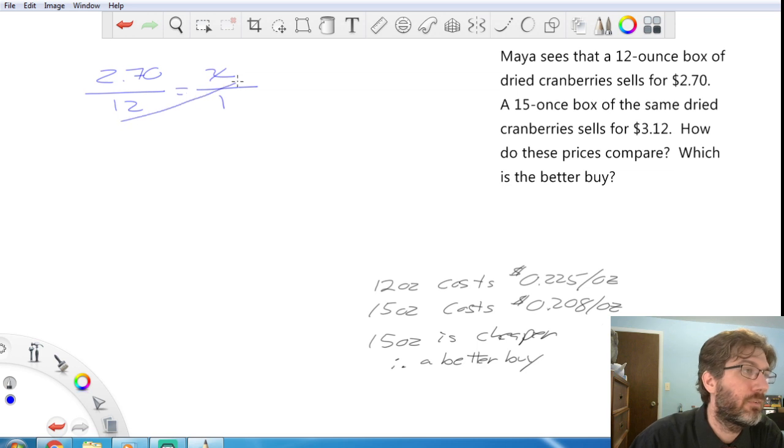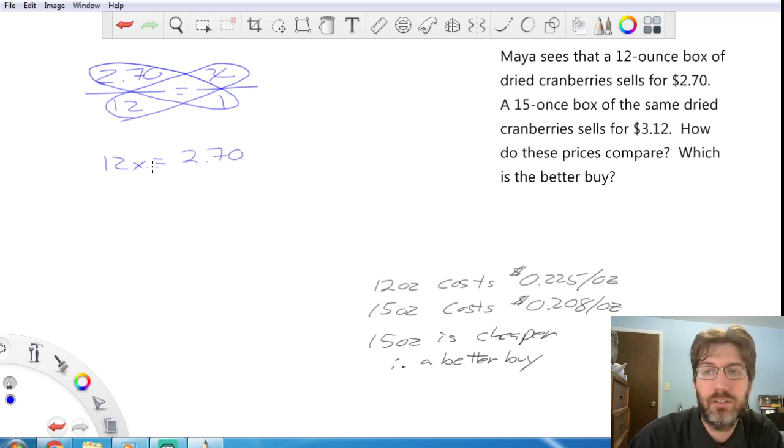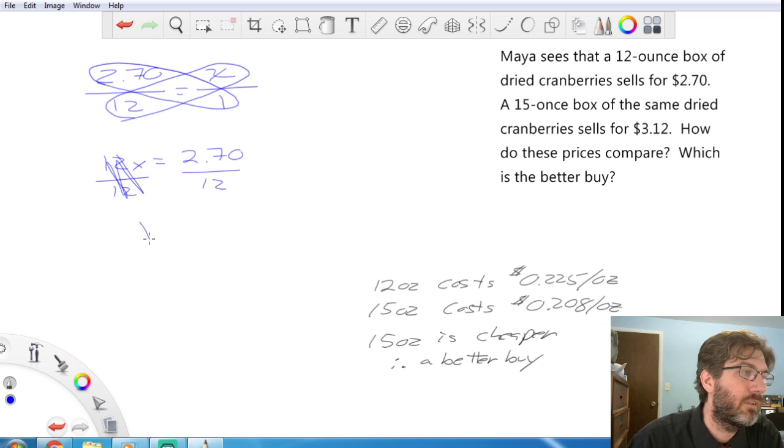You can do 12 times x and get 12x. You can do 1 times 270, and they are equal to each other, which is just 2.70. And then you want to get x by itself, so you just divide each side by 12. The 12s will cancel here, leaves you with x equals, and then your unit rate for that was what? 0.225.